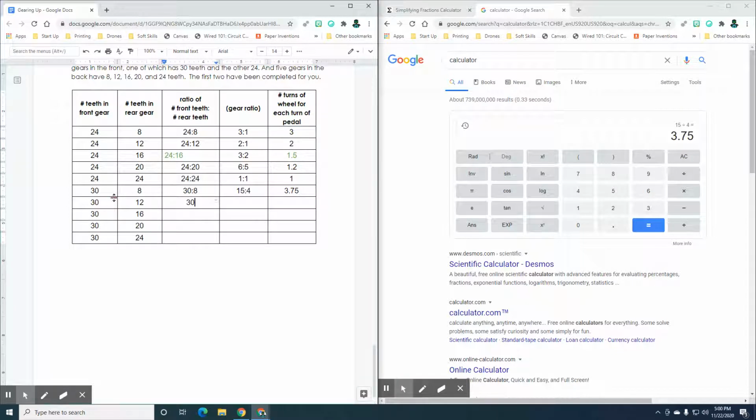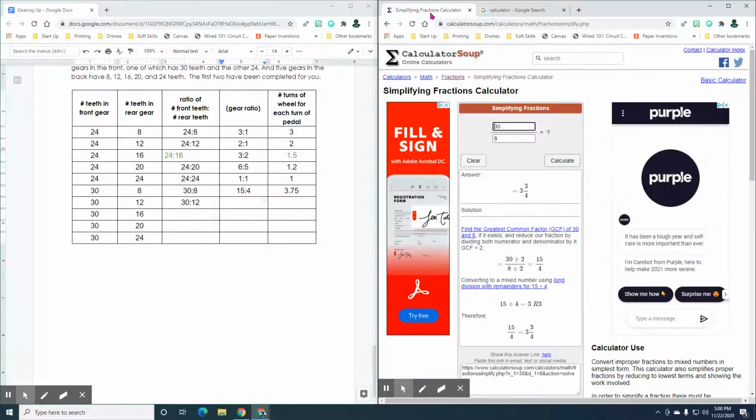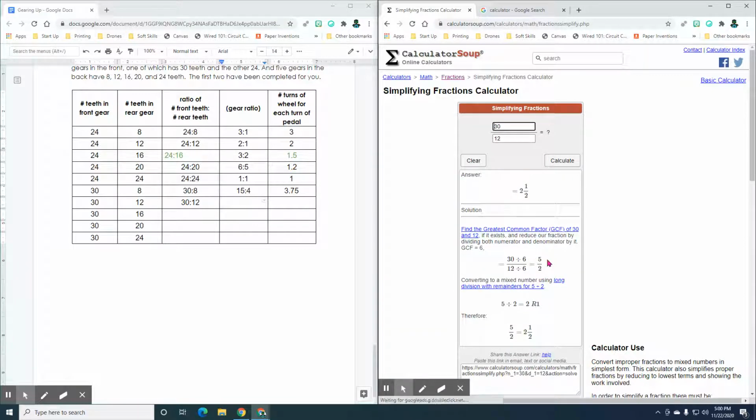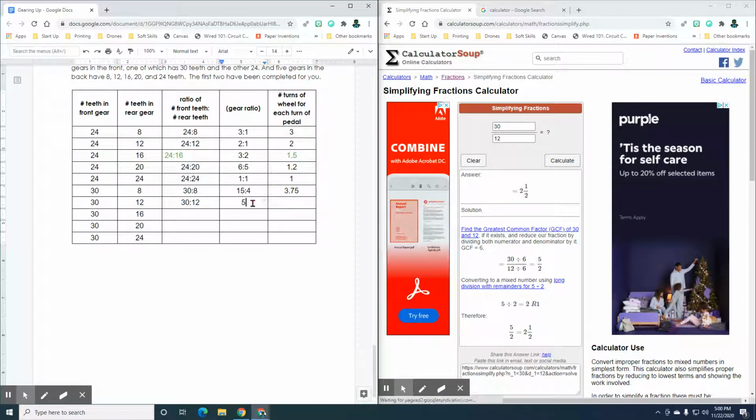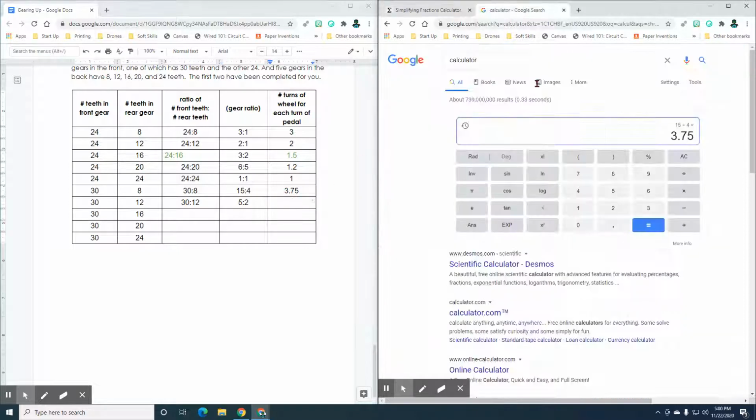Now we have 30 to 12. So we would do 30 on the front, colon 12 on the rear. Gear ratio, let's go reduce it. 30 to 12. We get 5 to 2. 5 colon 2. And now let's divide that. 5 divided by 2 gives you 2.5. 2.5 is less than that, which means this gives me more power than that. I should say more speed. More speed.